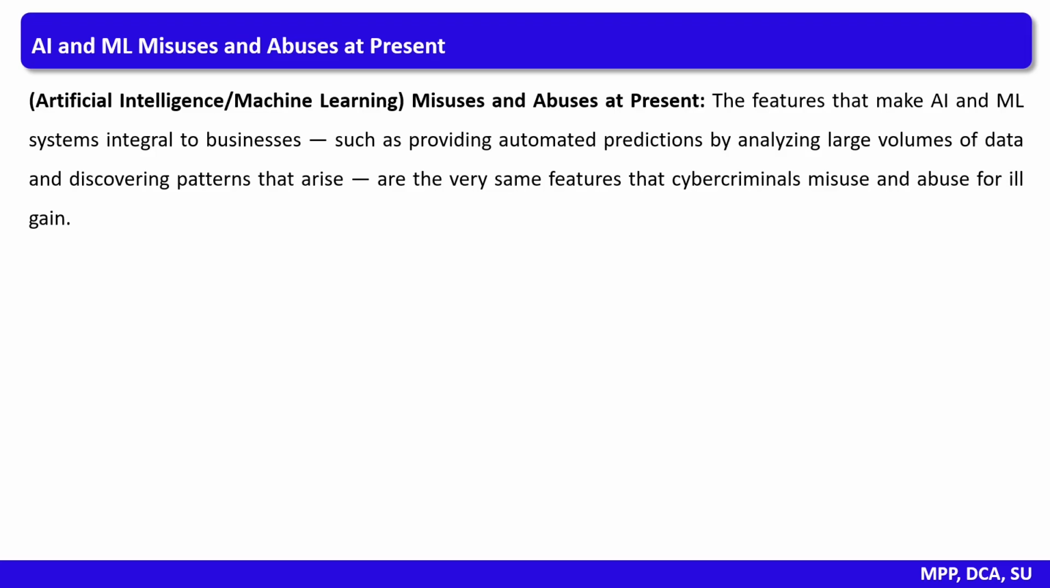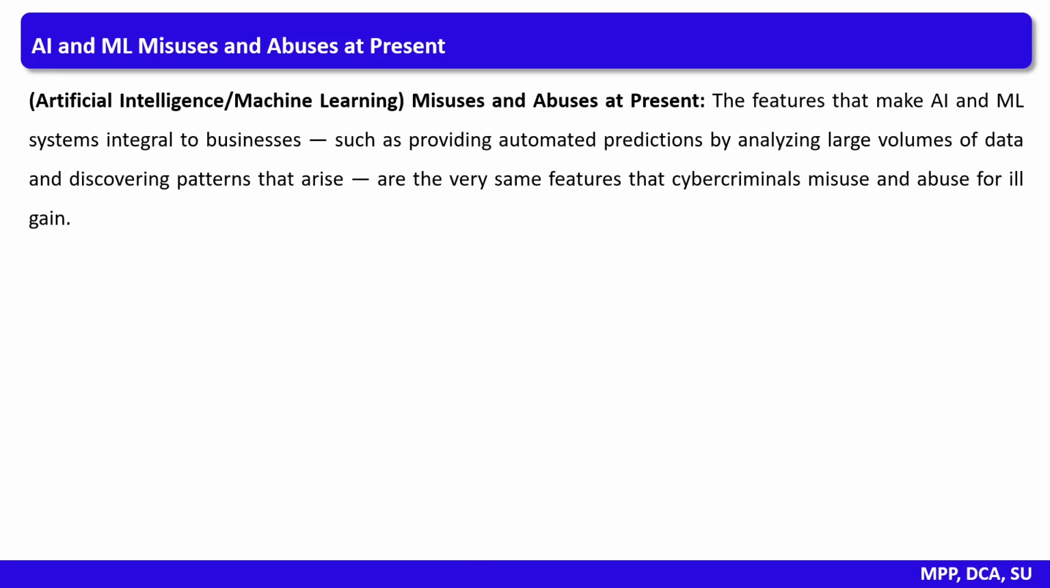Now let us talk about misuse and abuse of modern technologies. We have seen that artificial intelligence and machine learning have become an integral part of modern business processes, as they provide for automated prediction by analyzing large volumes of data and discovering patterns influencing profitability. But on the contrary, the same features are being misused and abused by cybercriminals for their ill gains. Now let us discuss some of the important examples.